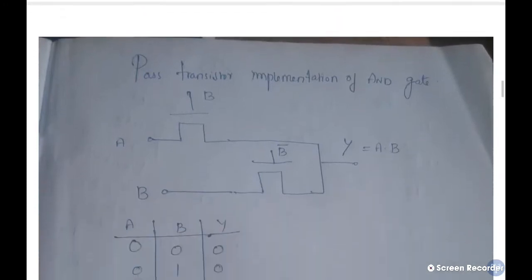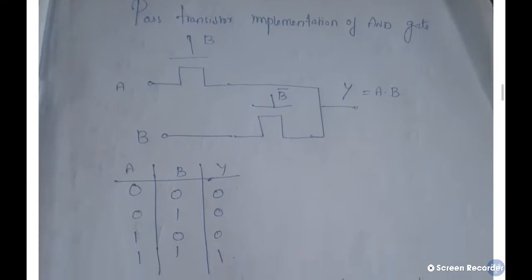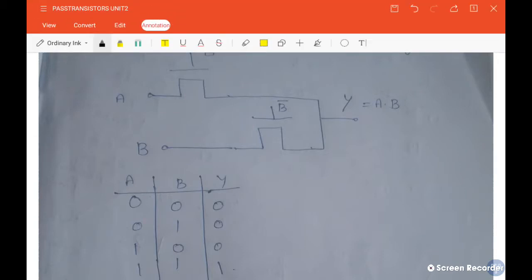How a pass transistor is helpful in implementing an AND gate. See, an AND gate is represented here with the help of pass transistor logic. It uses two transistors. Since it is an AND gate, we know the truth table. For an AND gate we provide 2 input signals and 1 output. So since it has 2 inputs, we have to take 2 NMOS for the 2 input signals.